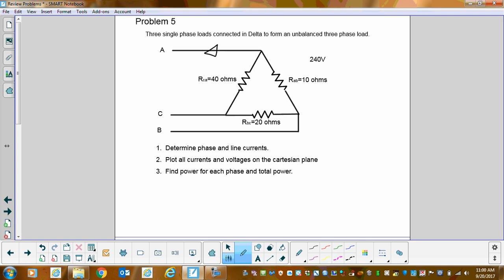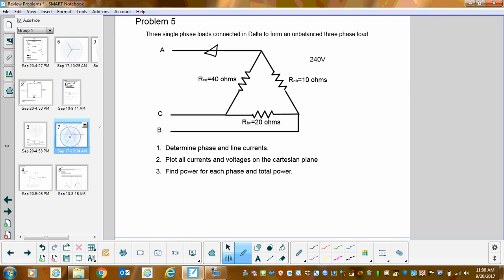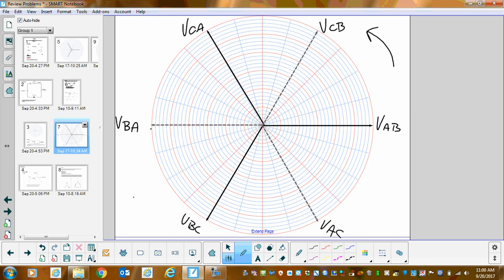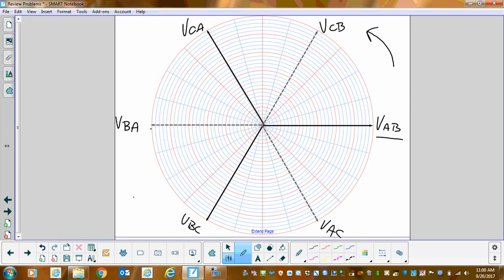We all know where voltage AB is at in the Cartesian plane, right? On the Cartesian plane, voltage AB is right here. Where's voltage AC? If we didn't put that in, you're going to have to figure that out. Well, voltage AC, of course, is 180 degrees out of phase with voltage CA. Okay? So when we go to plot our currents, this is going to become very important.